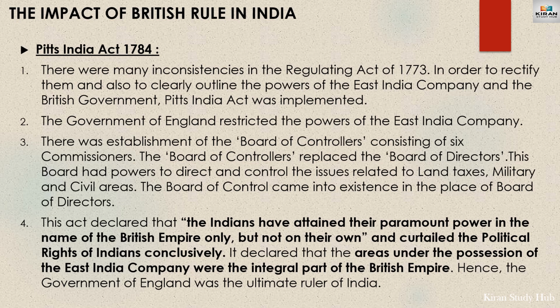This act also declared that the Indians have attained their paramount power in the name of the British Empire only, but not on their own, and curtailed the political rights of Indians conclusively. It also declared that areas under the possession of the East India Company were an integral part of the British Empire. Hence, the government of England was the ultimate ruler of India.